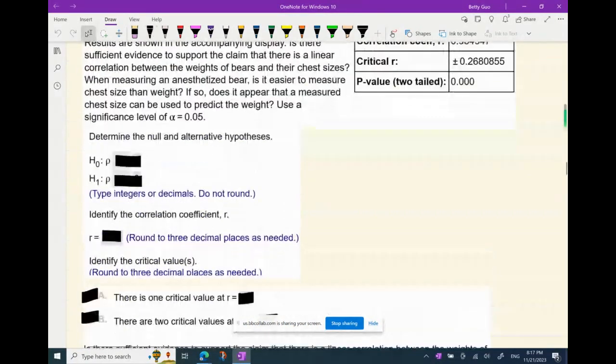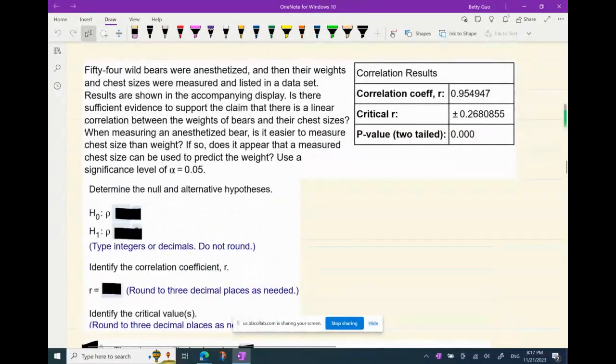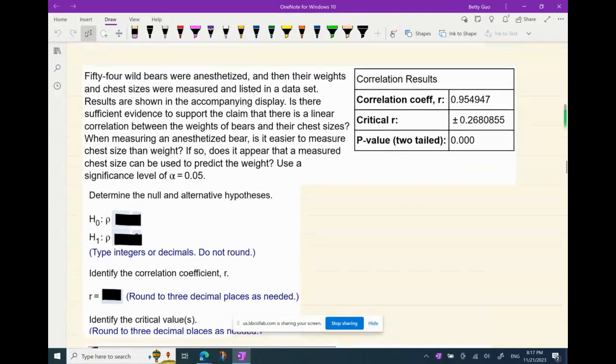The null hypothesis H sub 0 is rho equals 0. The alternative H sub 1 is rho not equal to 0. Now how do we find r? R is given in the table. We really don't have to calculate using any method, but we do have to round it. If we round it to 3 decimal places, the answer is going to be 0.955.